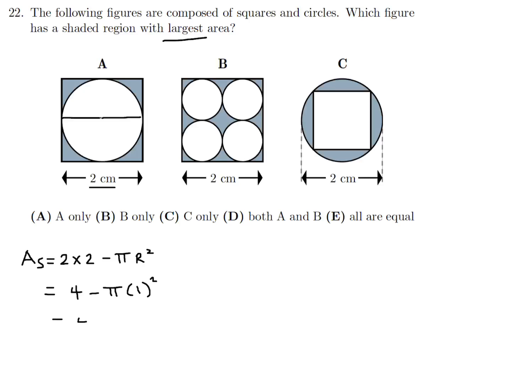So there you have it. You got 4 minus pi. And if you really want, I can make this 0.86, right? Because pi is approximately 3.14. All right, let's turn our attention to B.